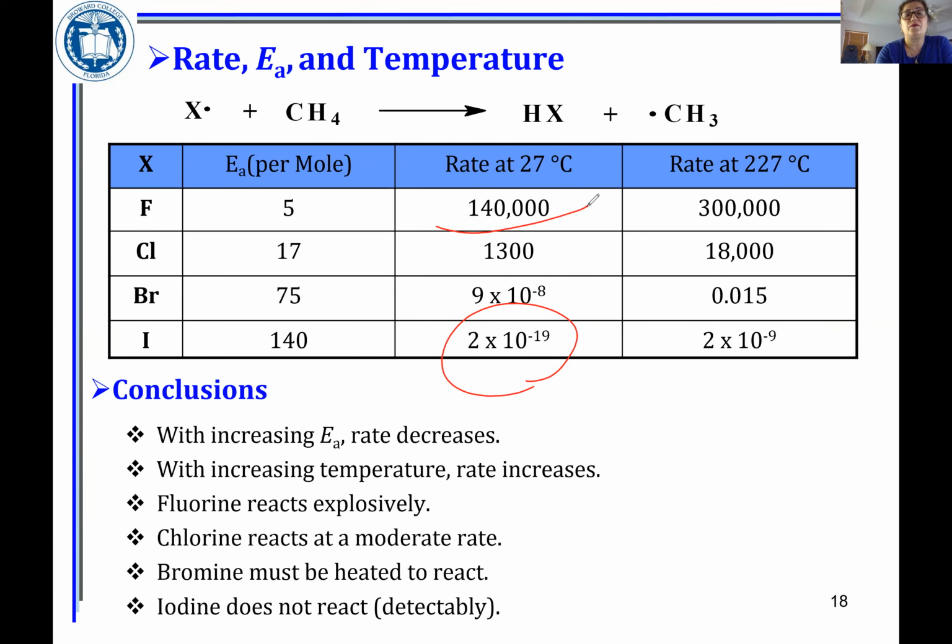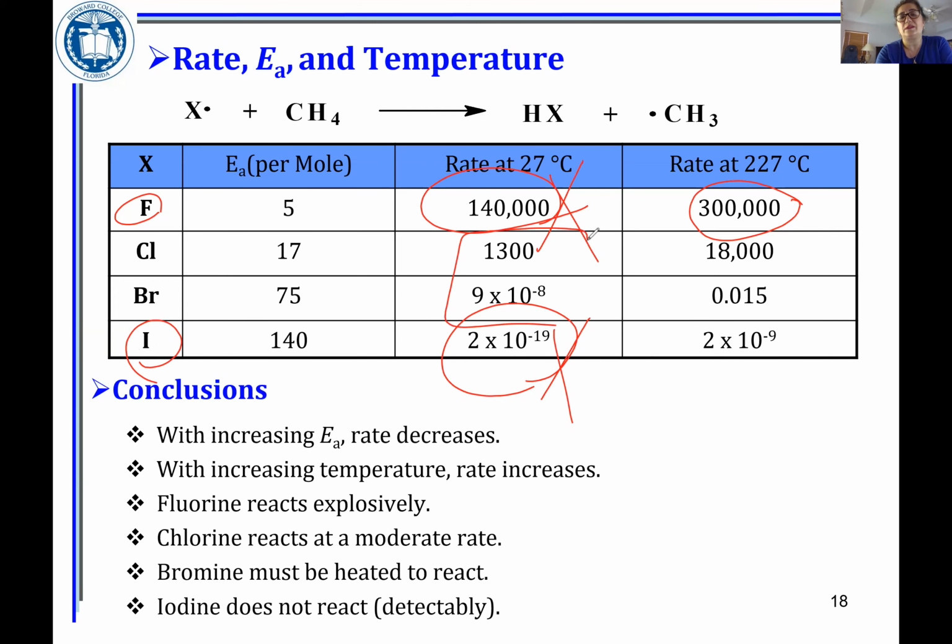And then for fluorine, because it's very reactive, the rate of the reaction at 27 degrees Celsius is going to be 140,000. The unit for rate is always the change in moles per second, the change in concentration over time. So if you increase the temperature, all of them are going to increase. But even at low temperature, or at any given temperature, fluorine is the most reactive of all the halogens, and iodine is the least reactive.